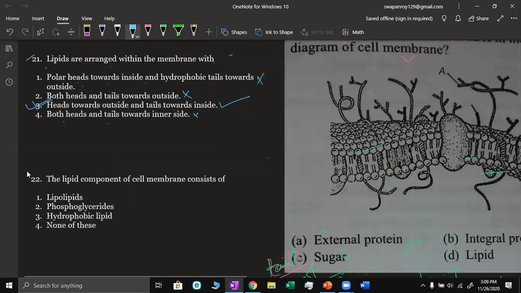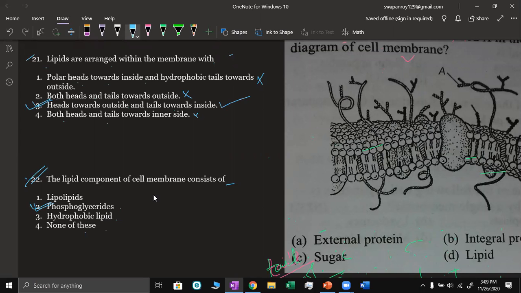Question number 22. The lipid component of the cell membrane consists of lipolipid, phosphoglycerides, hydrophobic lipid, none of these. This one is the phosphoglyceride. Okay.